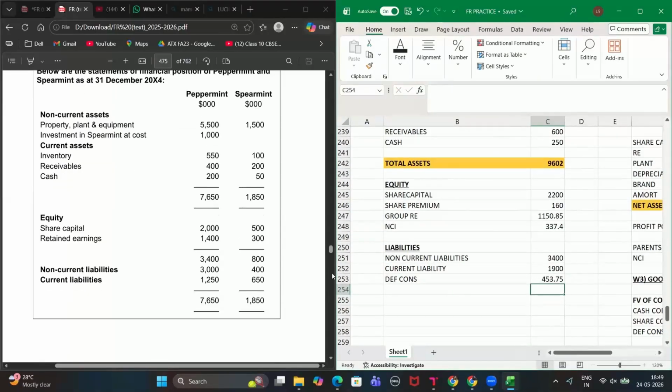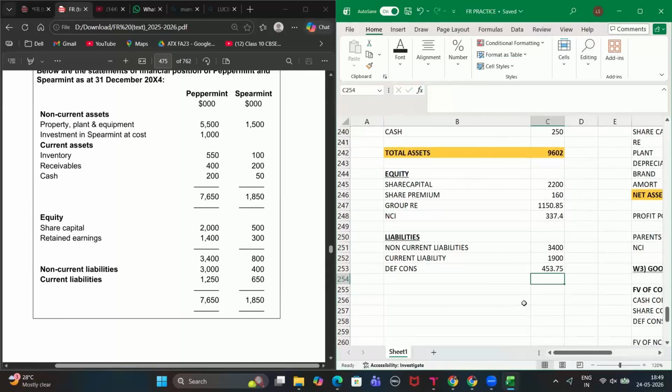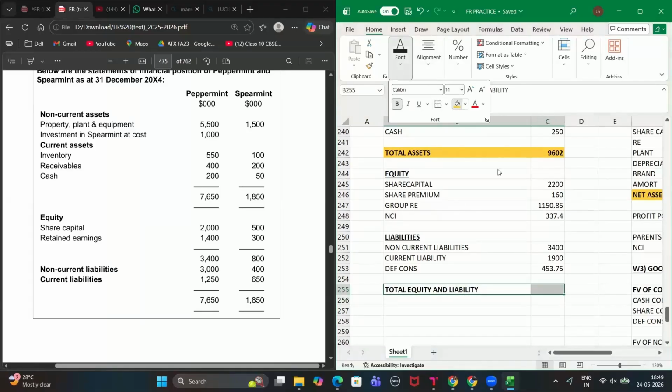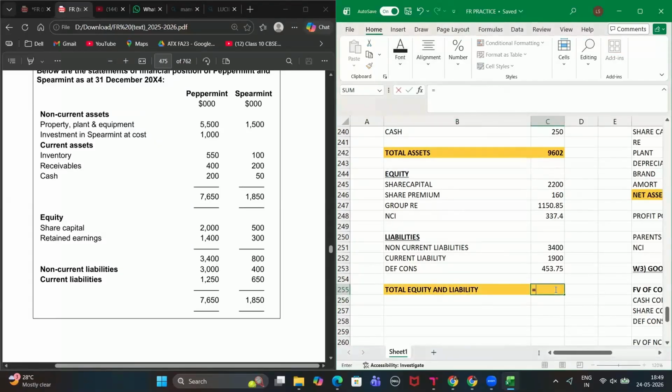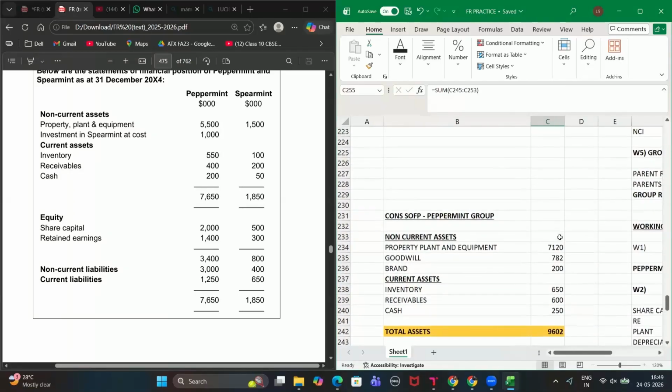Is there anything else to be considered now? Is everything done? Yeah. So total equity and liability. Let's take the sum of this. Are these both equal? So is our FS statement correct?